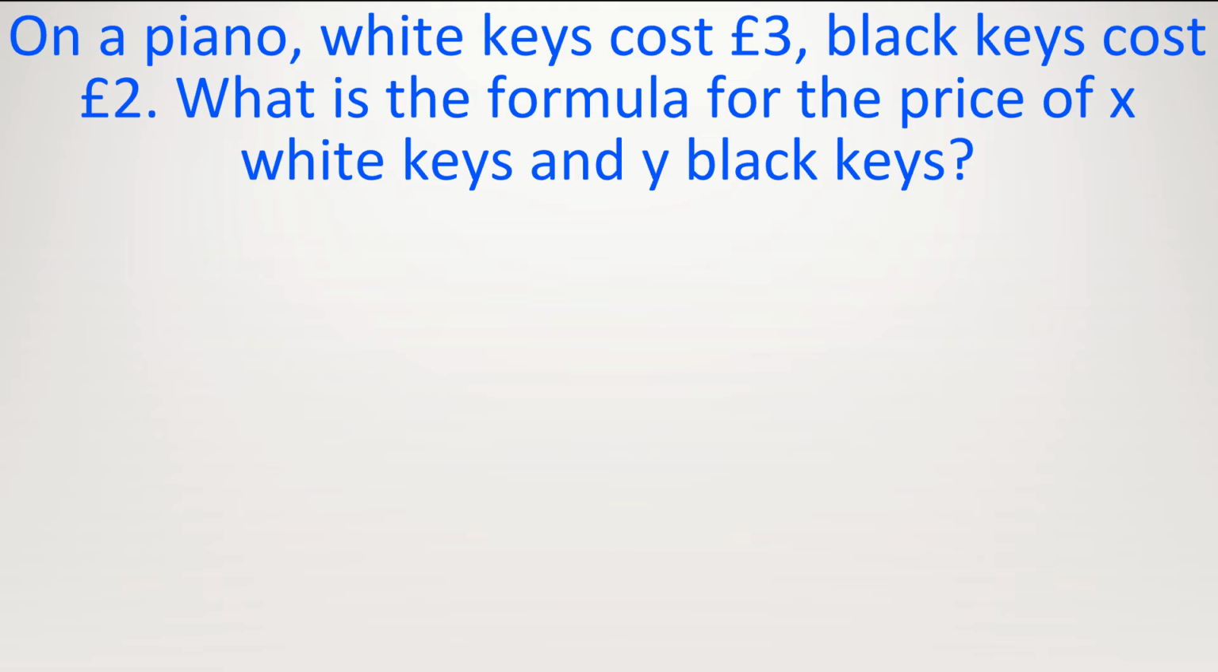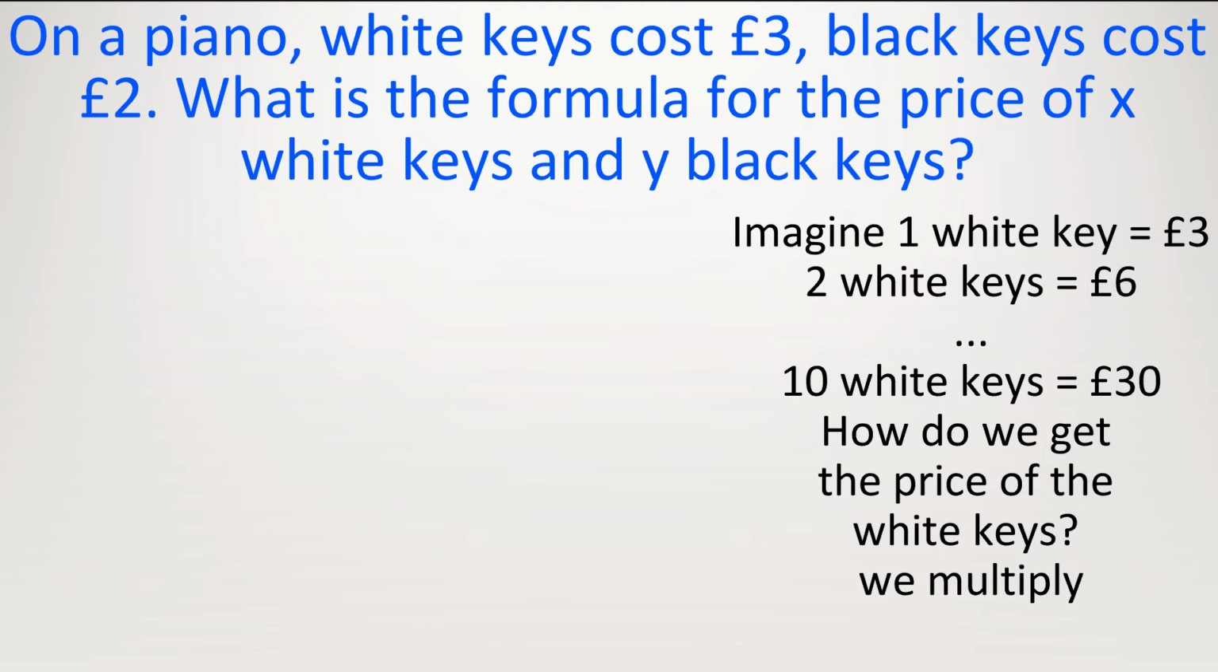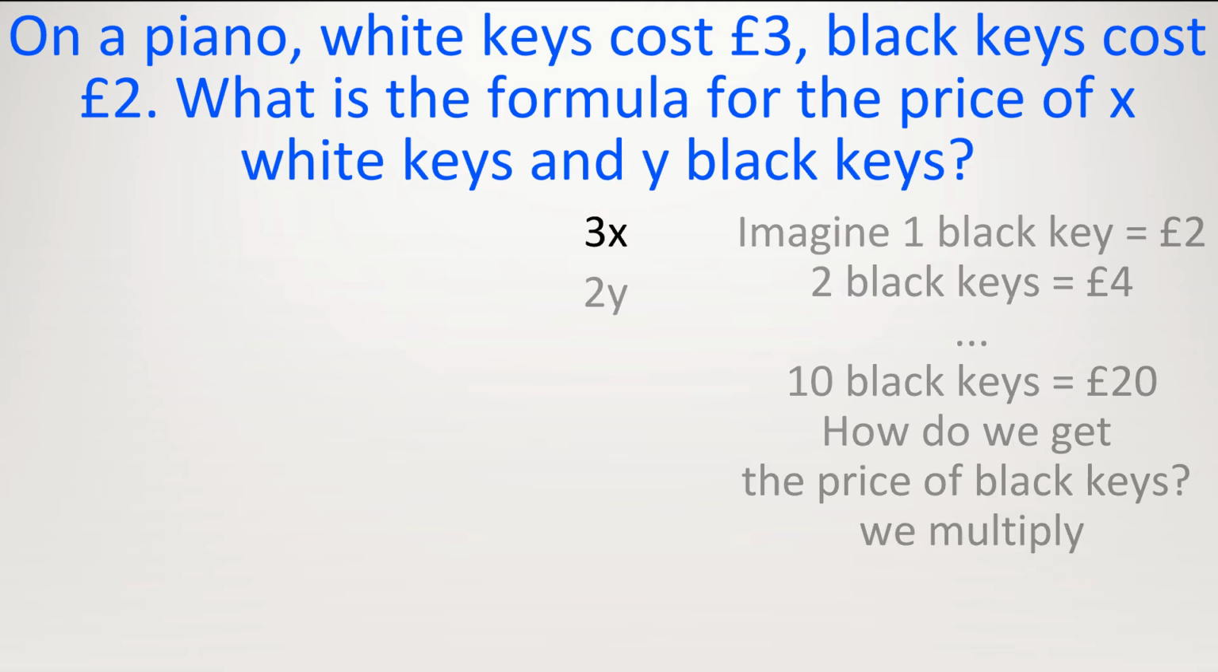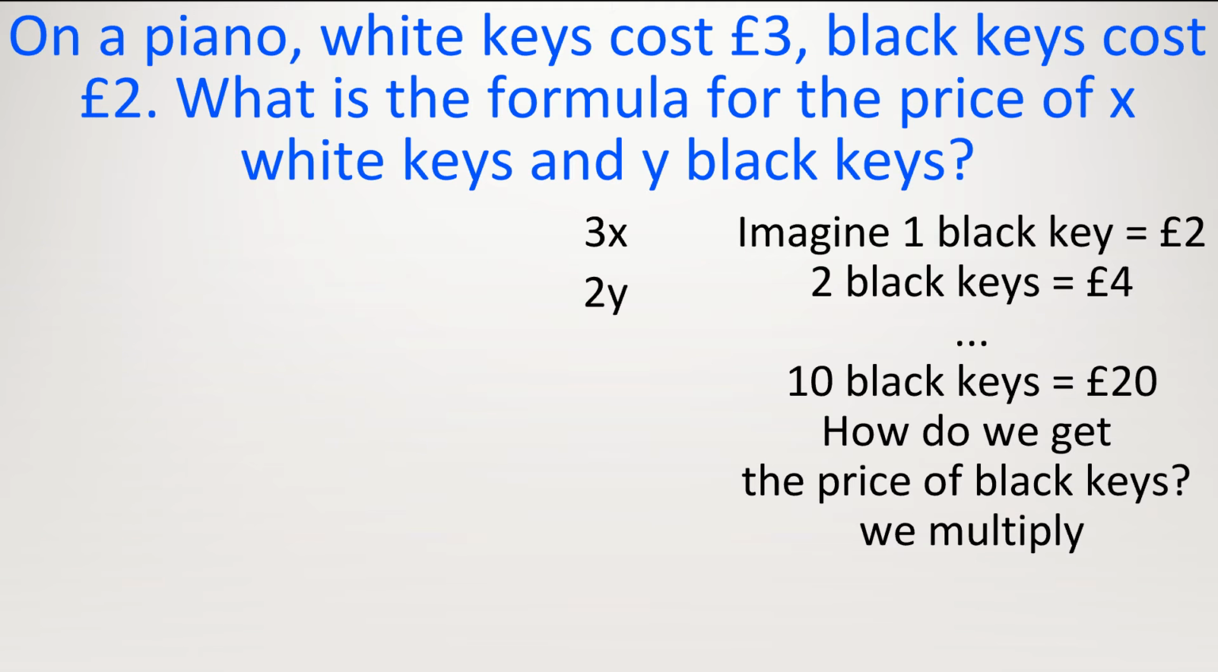On a piano, white keys cost £3 and black keys cost £2. What is the formula for the price of X white keys and Y black keys? White keys cost £3, but there are X of them. So to get the total price, we do 3 times X equals 3X. Black keys cost £2 and there are Y of them, so we do 2 times Y equals 2Y. Then we add it together to get 3X plus 2Y.